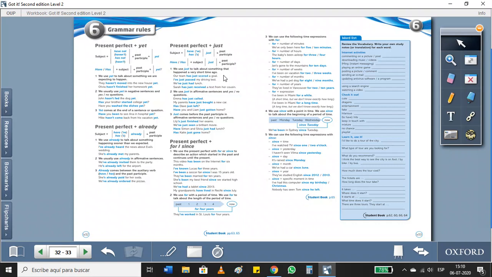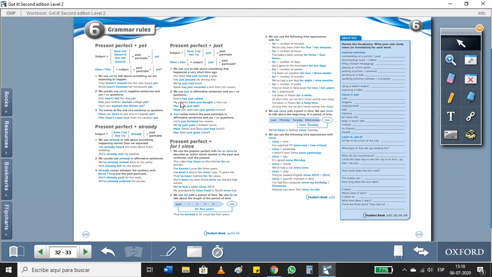Yo recién hice algo. For example, here. Our team has just scored a goal. Nuestro equipo recién marcó un gol o metió un gol in Spanish, in Chilean Spanish. Okay? We've just had lunch. Recién hemos almorzado. Sarah has just received a text from her cousin. Sarah recién ha recibido un mensaje de su primo, etc.